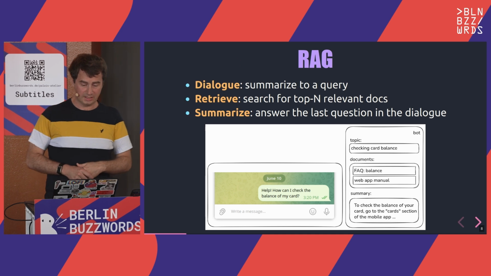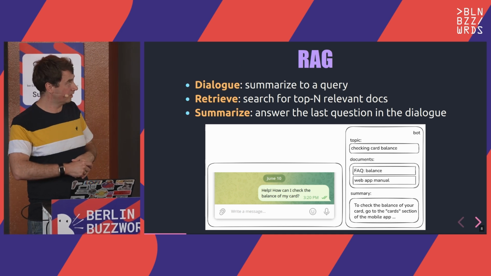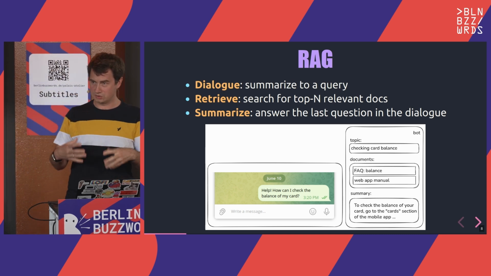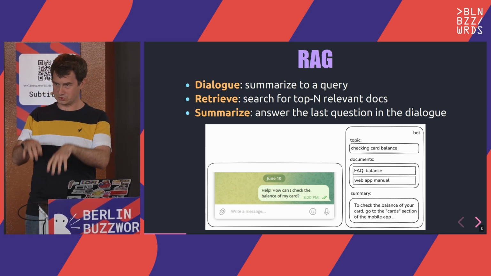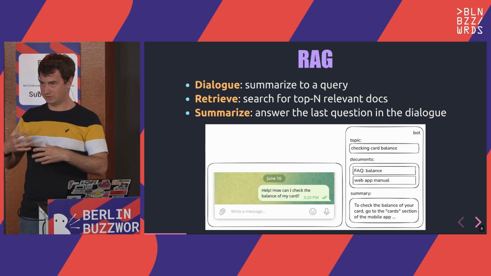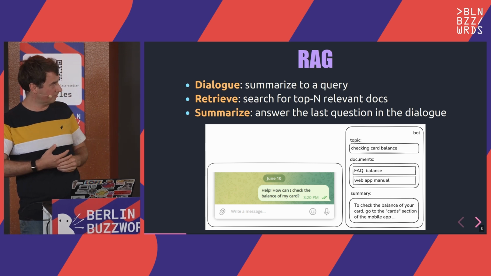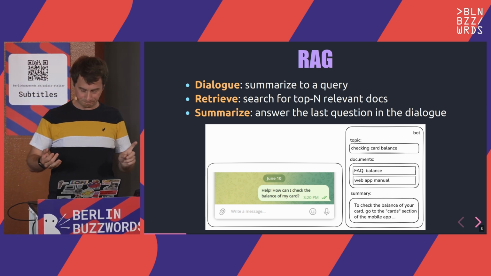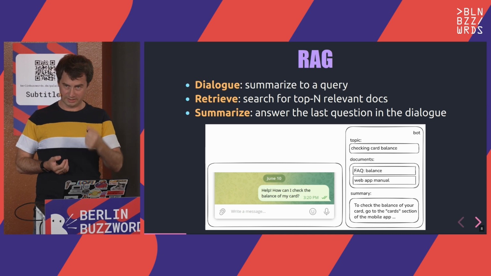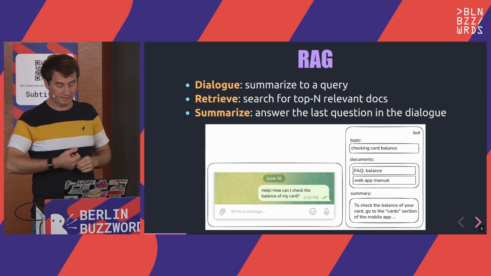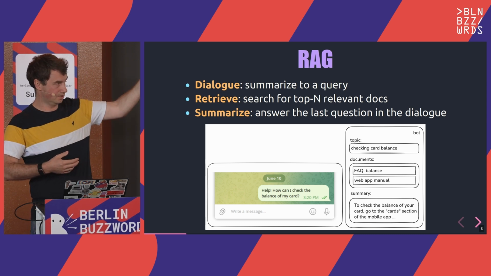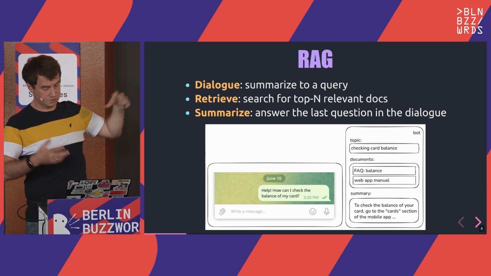Okay, so apart from a minor difference, the support agent is not going to write a query for your search engine, because they don't have time to do this. But if you have a chat or dialogue happening in an application, within a messenger, or by phone, you can use an LLM to summarize this dialogue into the actual problem and the actual question. And this question can be used as an input for your RAG.